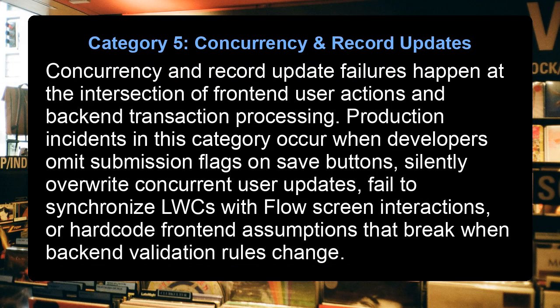Category 5, concurrency and record updates. Concurrency and record update failures happen at the intersection of front-end user actions and back-end transaction processing. Production incidents in this category occur when developers omit submission flags on save buttons, silently overwrite concurrent user updates, fail to synchronize LWCs with flow screen interactions, or hard-code front-end assumptions that break when back-end validation rules change.